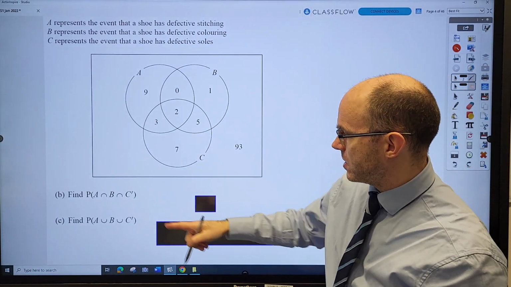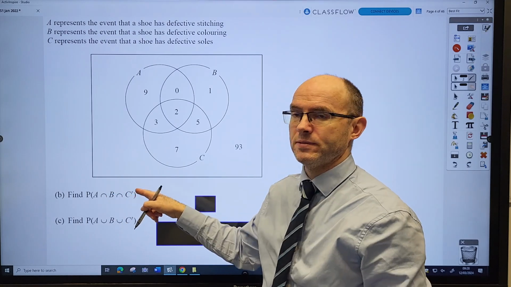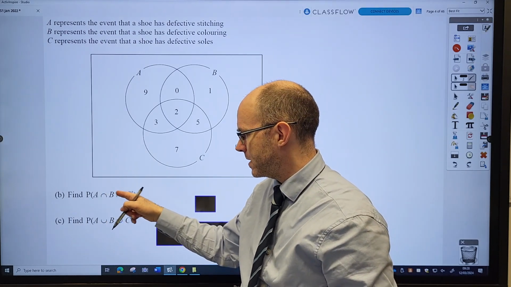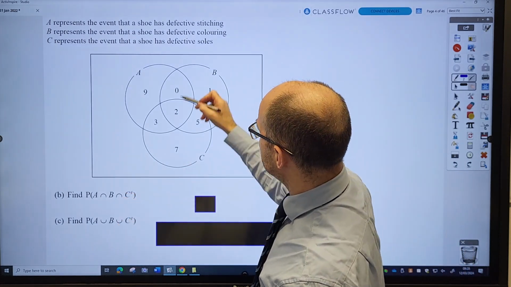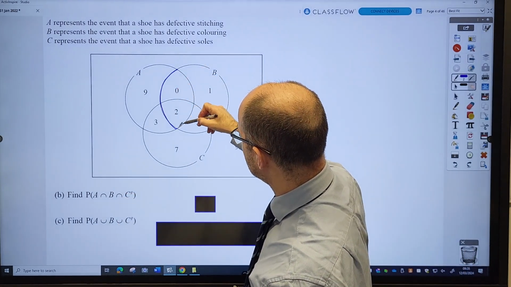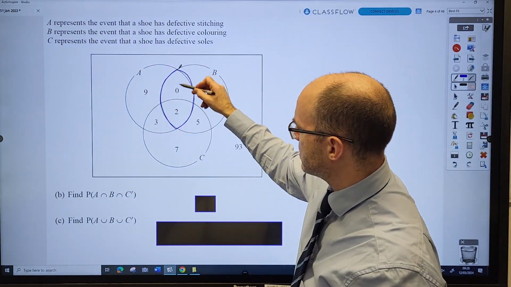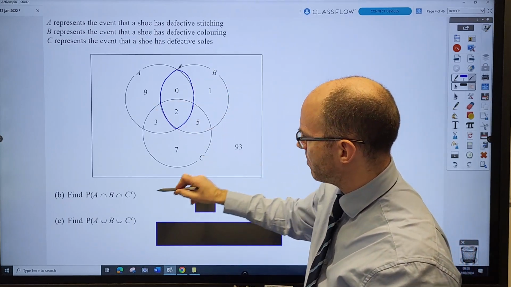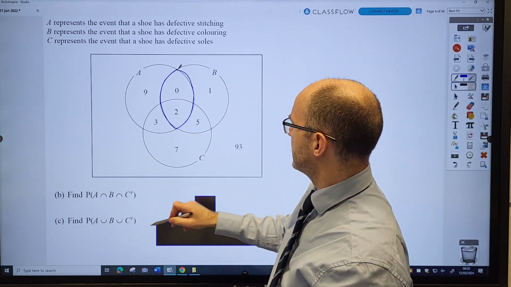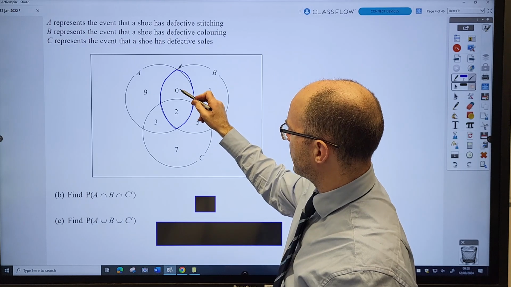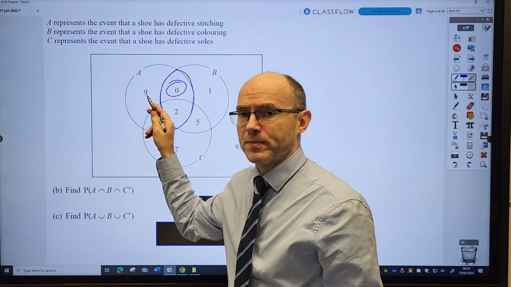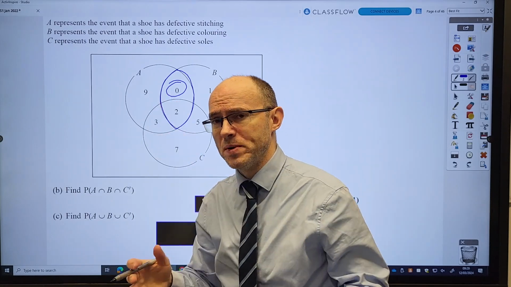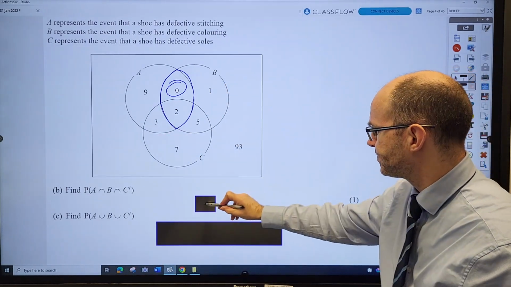Next. Find the probability of A and B and not C. So A intersect B intersect not C. A intersect B is going to be those two to begin with. You can see the overlapping circles. It's going to be those two. So that's A and B, but not C as well. So that is in C, so we want that one. That's the one that satisfies all these, and it's 0. So there's 0 items there, so the probability is just going to be 0.